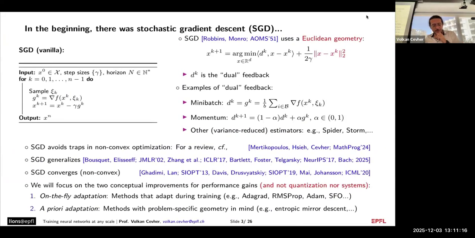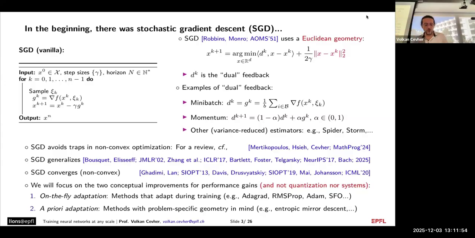All right. Now, SGD is entry level, right? So what I'm going to do is talk about some of the conceptual improvements for performance gains. I'm going to talk about these conceptual improvements in the sense that they're algorithmic as opposed to systems level. What I mean is, I'm not going to talk about things like quantizing your weights, or using your hardware a little bit better, or minimizing bubbles here and there. This I will not talk about.